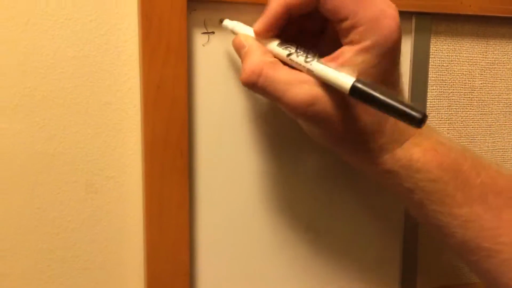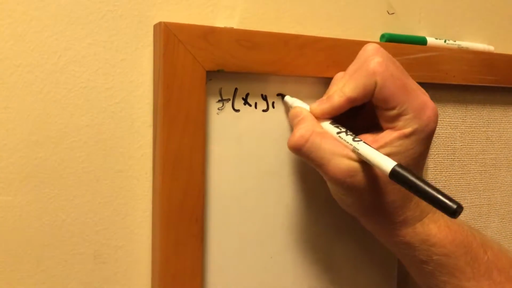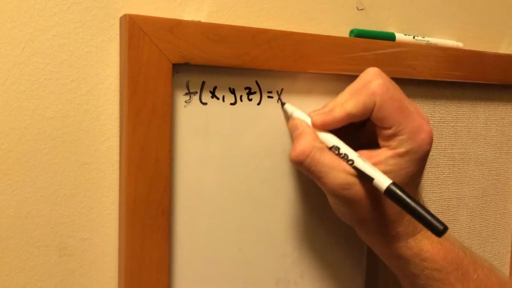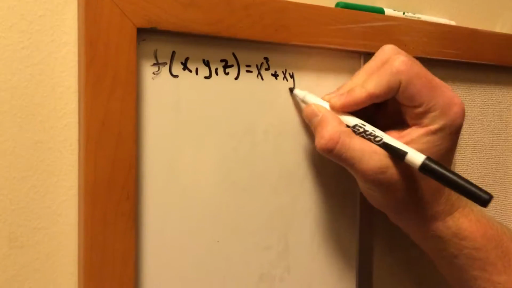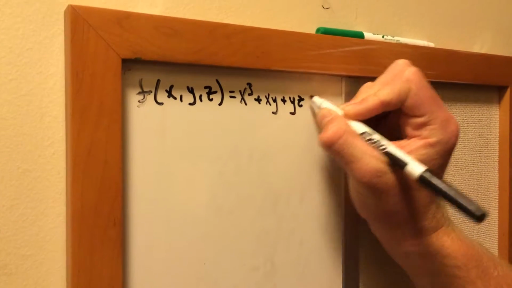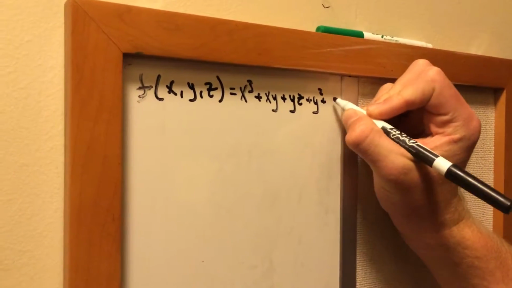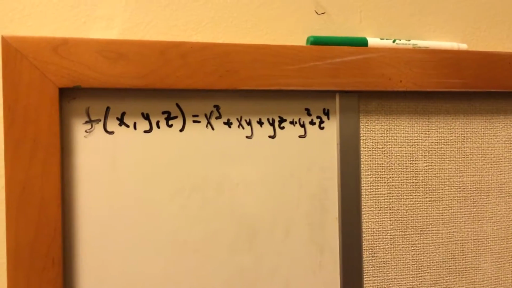Okay, so now we're going to do an example in 4 dimensions, and also we're going to use higher powers. So we have our function f of x, y, and z, and that equals x cubed plus xy plus yz plus x plus y squared, plus z to the 4th. Okay, so the first thing we want to do is take our partial derivatives.